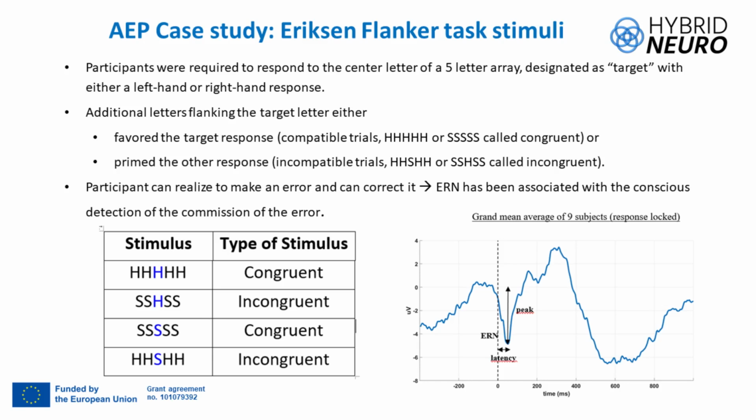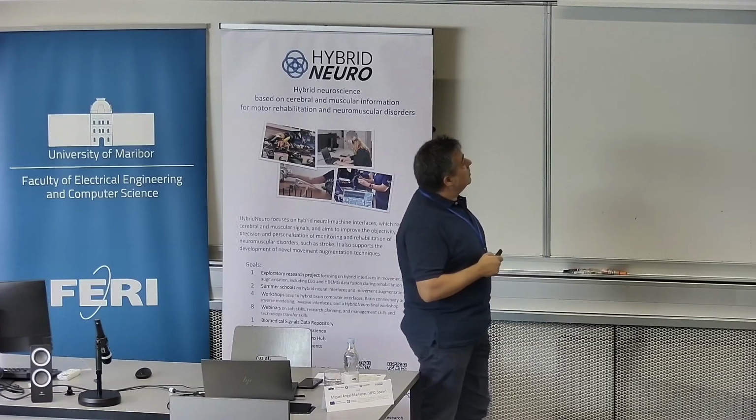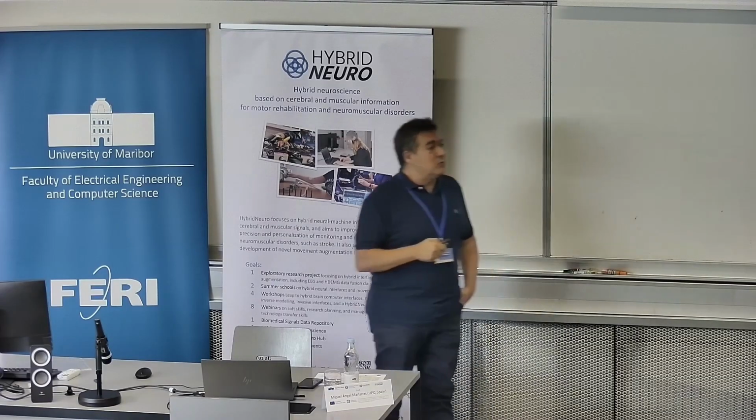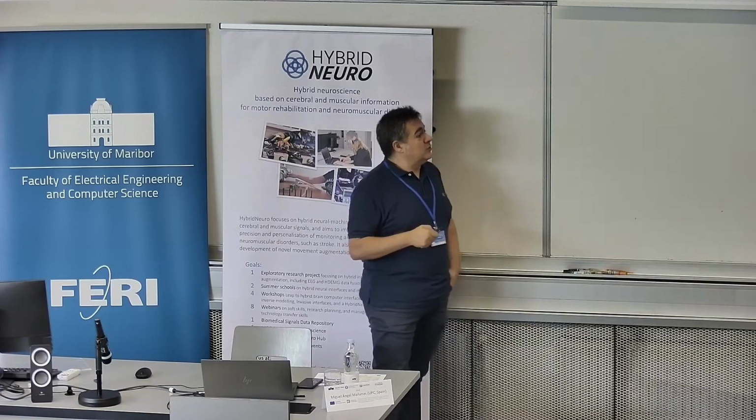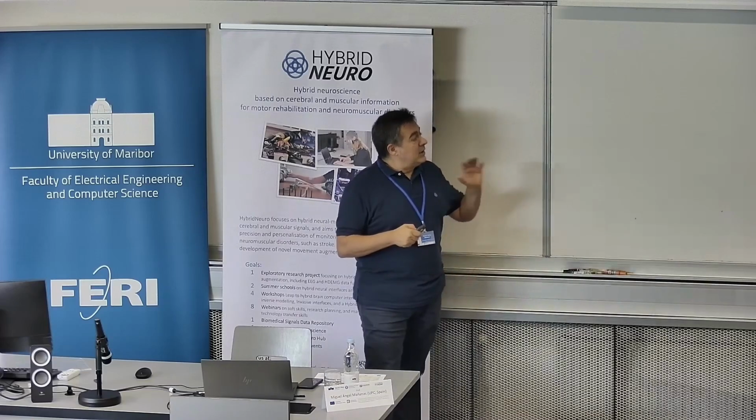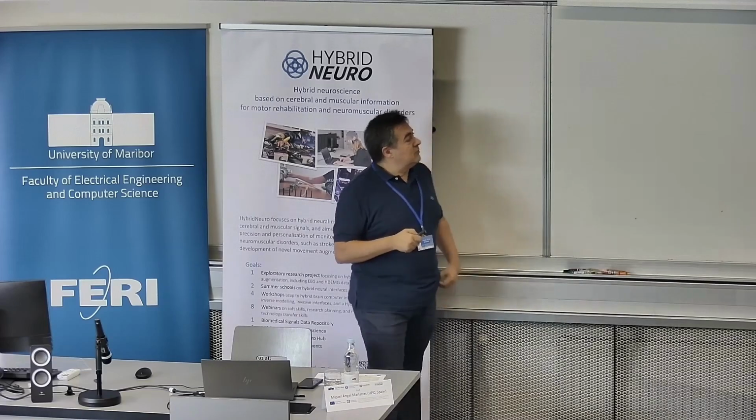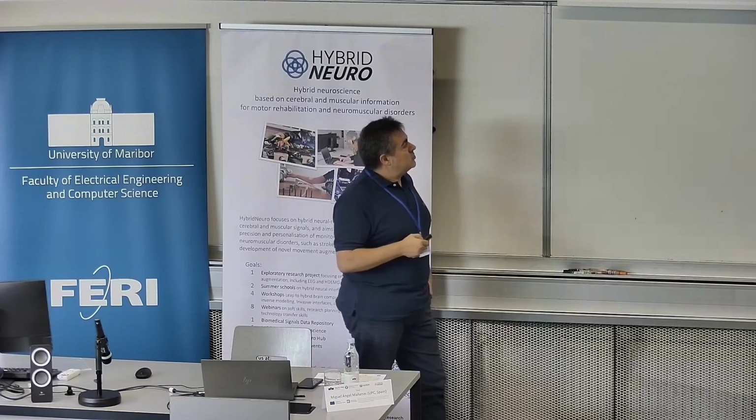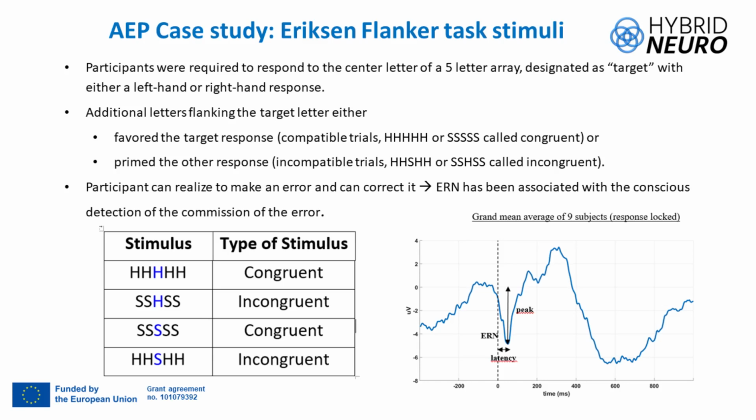Okay. In this case, if you realize that you are wrong when you respond, very quickly you have 100 milliseconds or something like this to correct. And if you correct, the ERN appears. This potential that we mentioned before is very close to the response. In this case, the time locked is not from the stimulus, it's from the response.